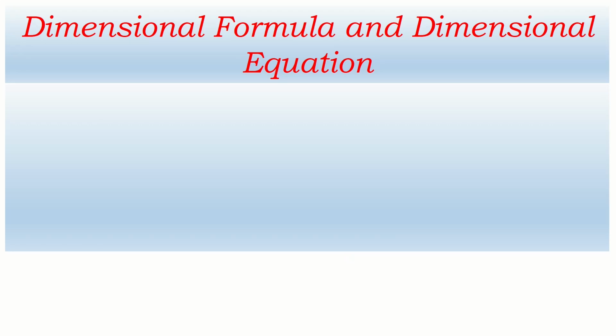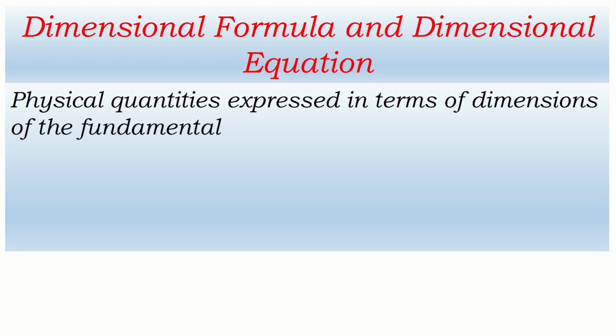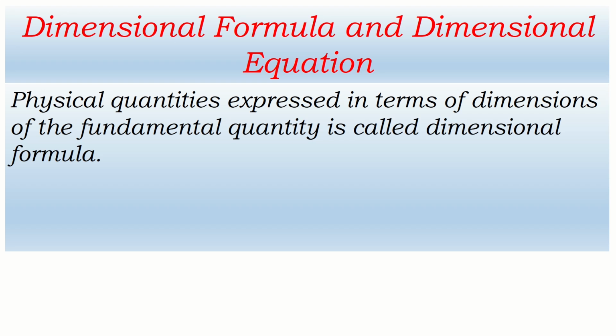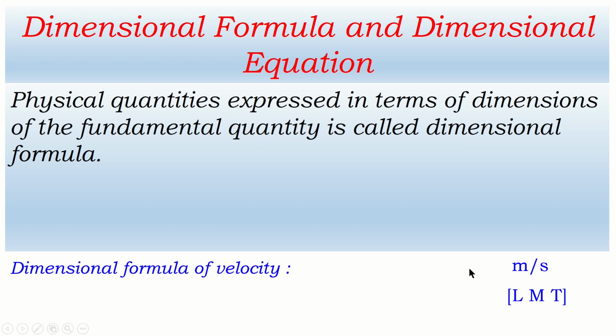What does it mean? Dimensional formula. Physical quantities expressed in terms of dimensions of the fundamental quantity is called dimensional formula. Just for example, we know that the unit of velocity is meter per second. Here, unit of length is involved, unit of time is involved. In dimensional formula, we are related to length, mass, time, temperature, etc. And how many times is length involved here? Once. And how many times is time involved here? Once. And that's why we can write the dimensional formula of velocity like this.